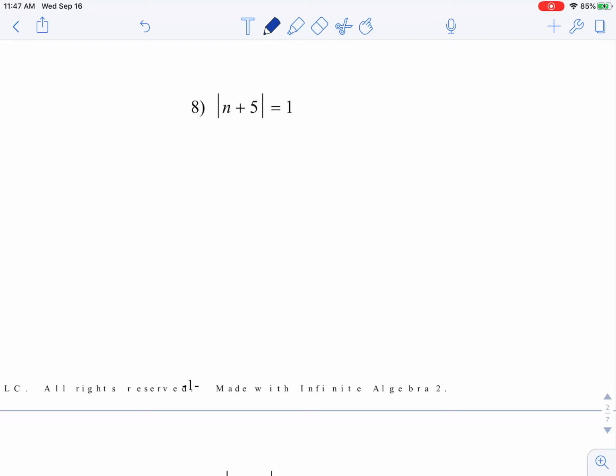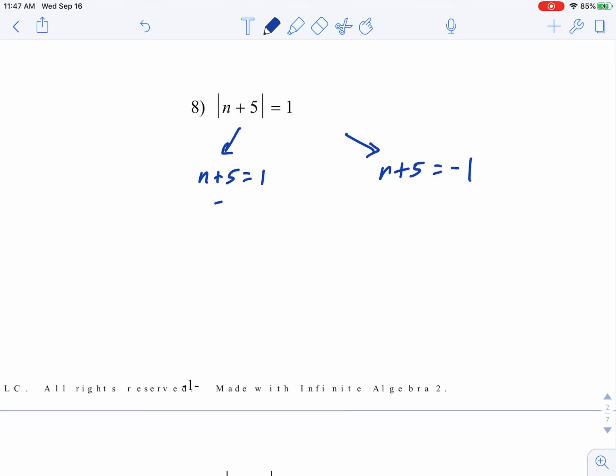Now, be honest with yourself. Is it ever that easy? No. Let's look at number 8. N plus 5 equals 1. N plus 5 equals negative 1. Split it in two, one positive, one negative.